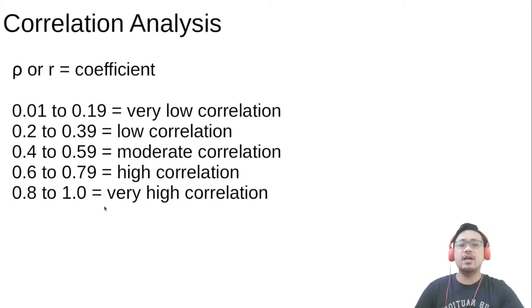Correlation can be positive or negative. Positive means if one variable increases, the other variable will also increase. If it is negative, the variables move in the opposite direction of each other.